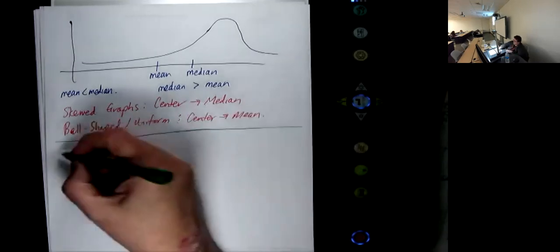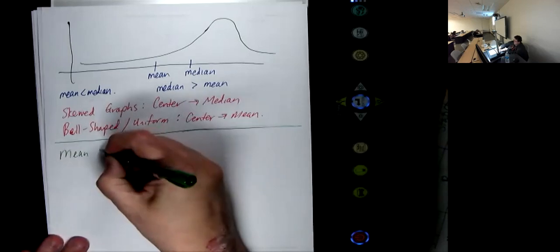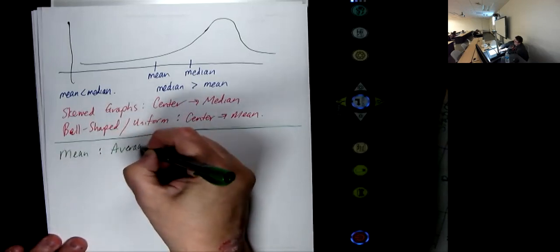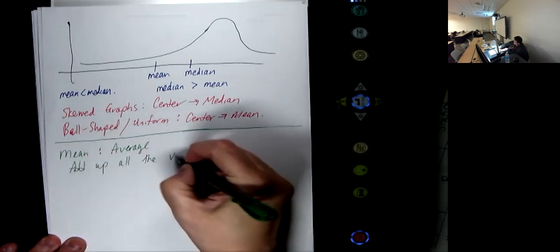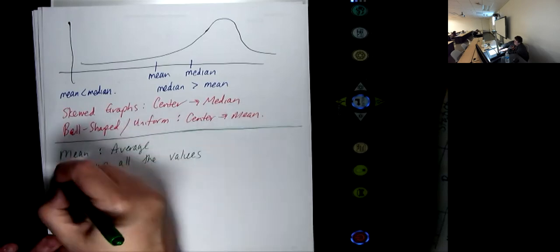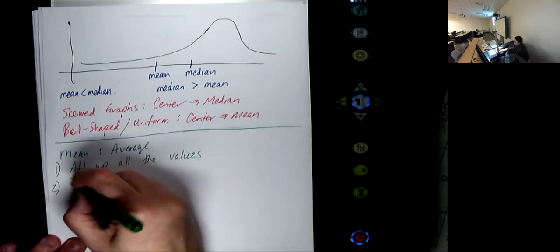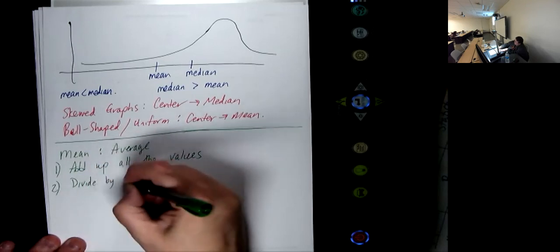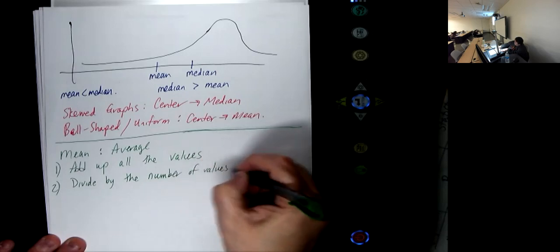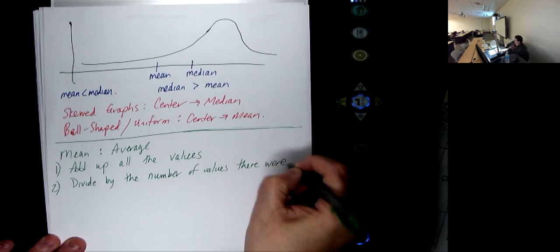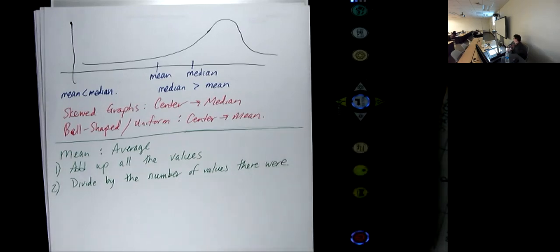All right, so what is the mean? The mean is the average. What we do is we add up all the values. That's step 1. Step 2 is divide by the number of values there were. So I'm going to do the siblings. I'll only use a couple people as an example.